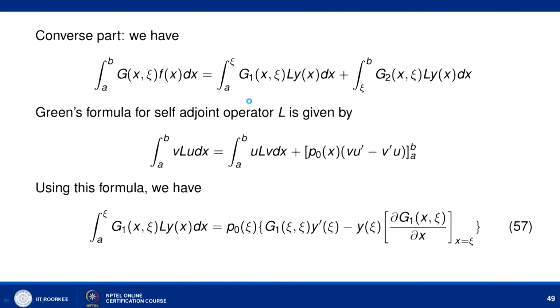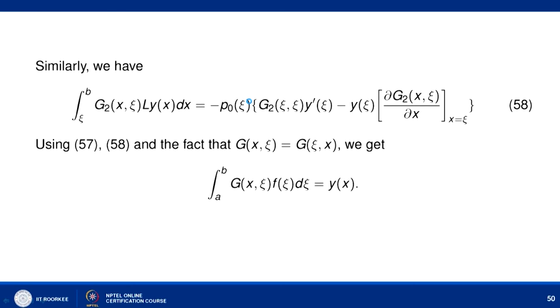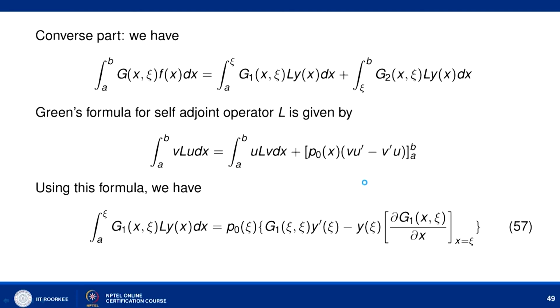So now let us look at the converse part. The converse part means that once we have g xi, then it will also satisfy the relation that the integral from a to b of g xi f xi is basically y of x. So let us start with this part, and you show that this is equal to your y of x. For that you just calculate the integral from a to b of g xi f of x d x. Now here we already know that f of x is given by L of y of x. So let me write g xi f x. Now in place of f x I am writing L of y.